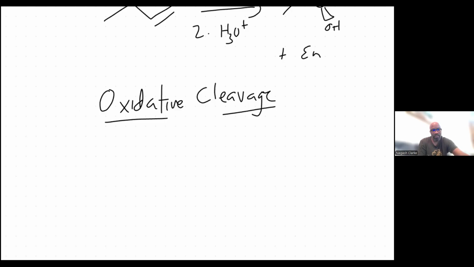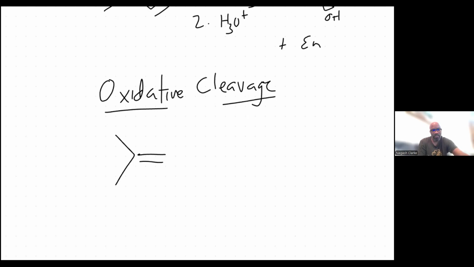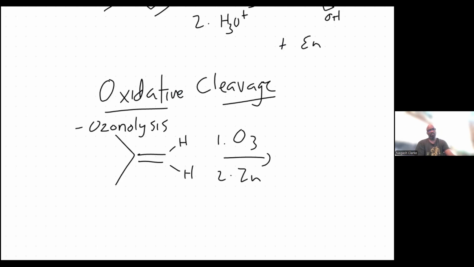So for example, let's take this double bond. There are two hydrogens. I'll draw these in on purpose. I'm going to use ozone. So an example of oxidative cleavage. There are others, but ozonolysis is an example of oxidative cleavage. So use ozone followed by zinc. Okay. So the zinc is a reducing agent, but you can use other reducing agents as well.